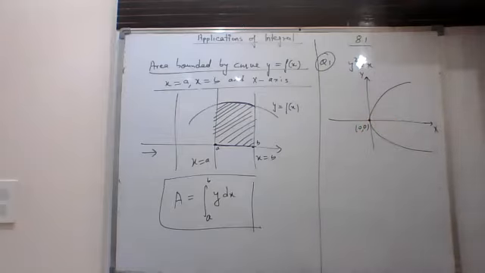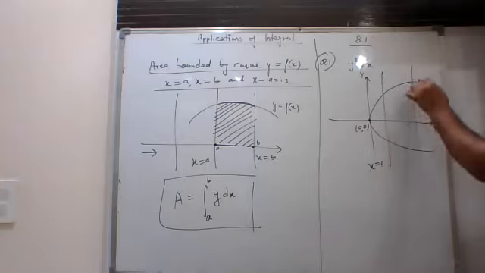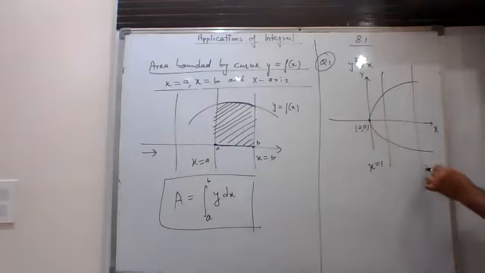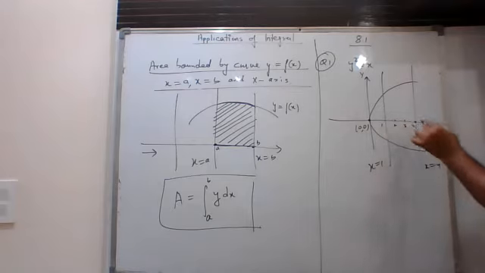Now, here it is given that x is equal to 1. This is x equal to 1, and another line is given as x equal to 4. So suppose this is x equal to 4. Here I had taken 1, 2, 3, and this one is 4.